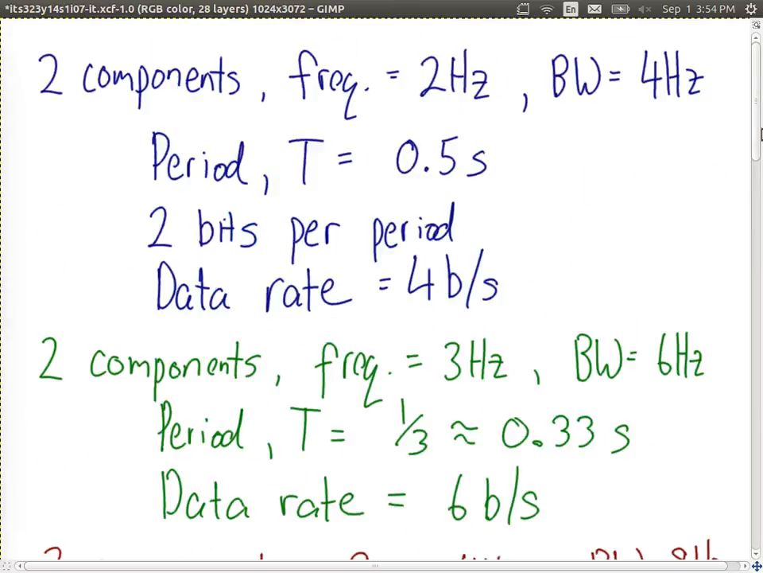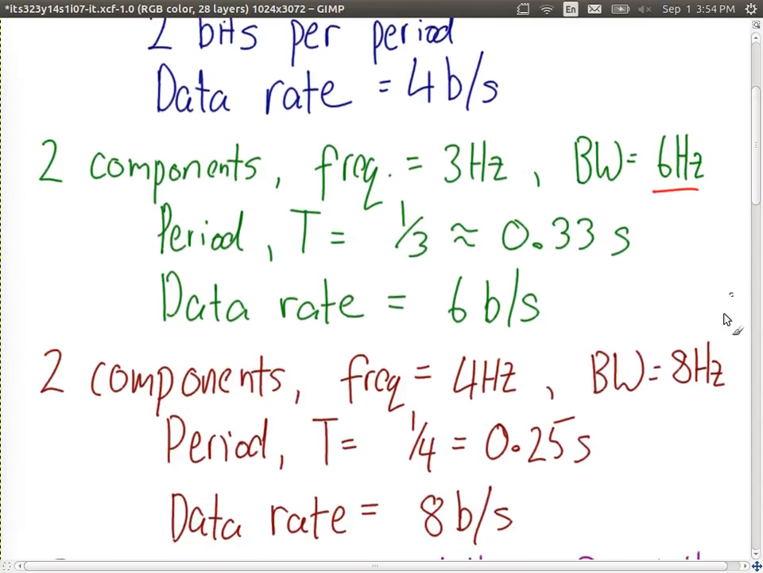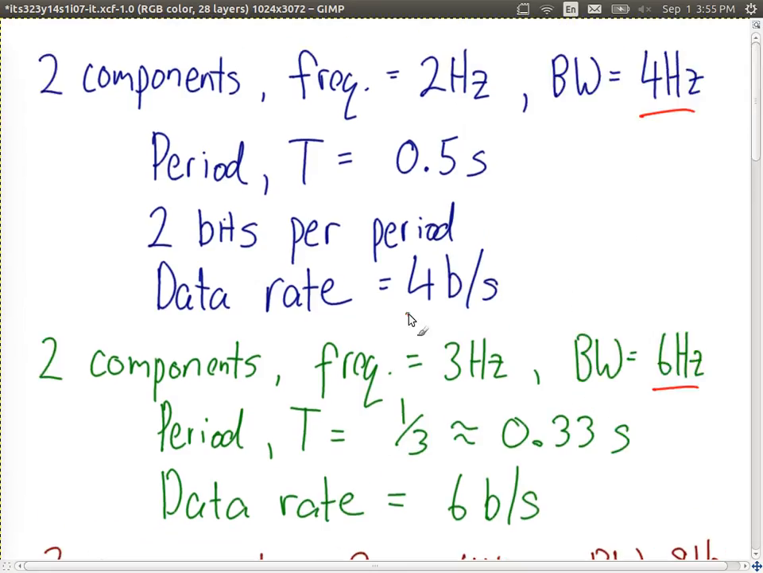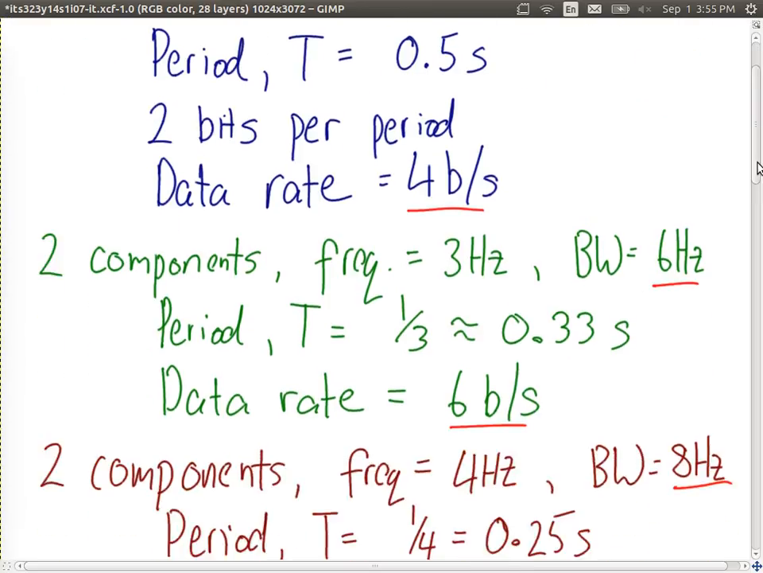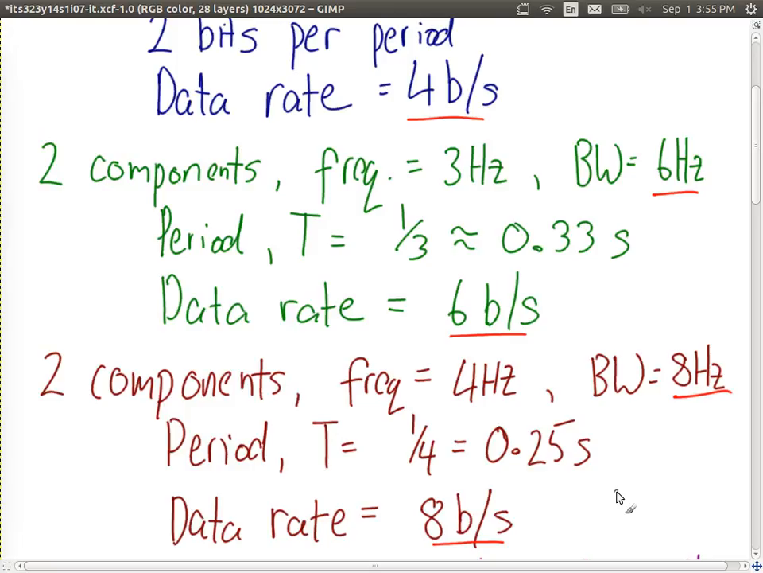With the previous signals, look at the bandwidth, also the frequency, but let's focus on the bandwidth. 4 hertz, 6 hertz, 8 hertz. 4 bits per second, 6 bits per second, 8 bits per second. Don't worry about the exact numbers. Notice the trend. Increasing the bandwidth increases our data rate. That's a general trend: larger bandwidth, larger data rate. Larger bandwidth, larger cost. Larger bandwidth, the more accurate our signal. So we want to keep the bandwidth low to maintain the cost, but keep it high to have a high data rate and high accuracy. So there are a number of trade-offs we need to consider.